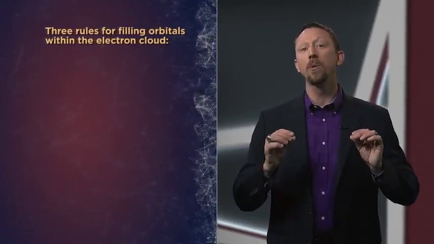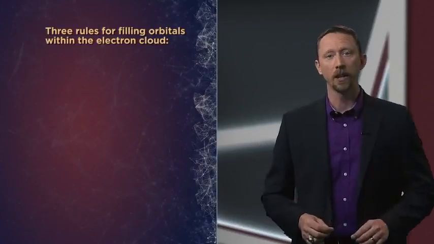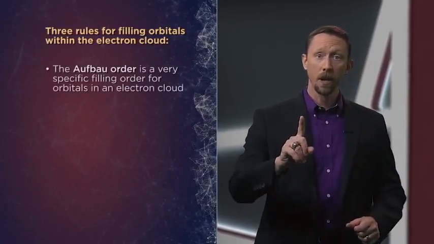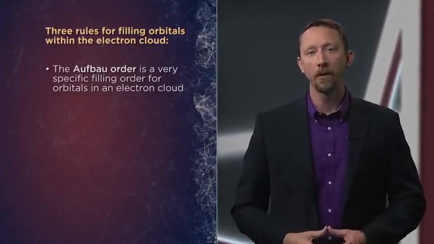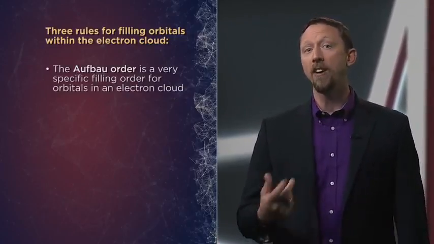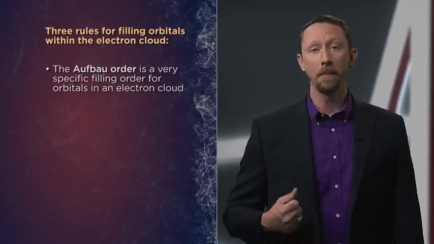Let's pretend that we have an atom with no electrons in its cloud, and our job is to fill that cloud with electrons in the ground state configuration. When we limit our discussion to the ground state of an atom, electrons fill atomic orbitals in a very predictable way. And in order to do this, we'll need to first set 3 important rules for filling orbitals within that electron cloud. First, there is a very specific filling order of orbitals in an electron cloud. We call this order the Aufbau order, from the German word meaning building up.